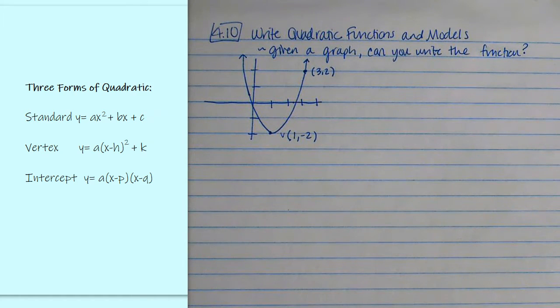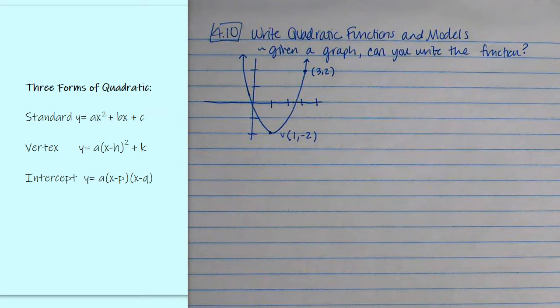All right, so on the left-hand side, I've got a reminder of 3 forms of a quadratic. These should feel very familiar to you. The standard form, y equals ax squared plus bx plus c. We use that for the quadratic formula. Vertex form, where you can just pull out the vertex as h and k. And intercept form, where you have it all factored out, and then it would tell you the x-intercepts.